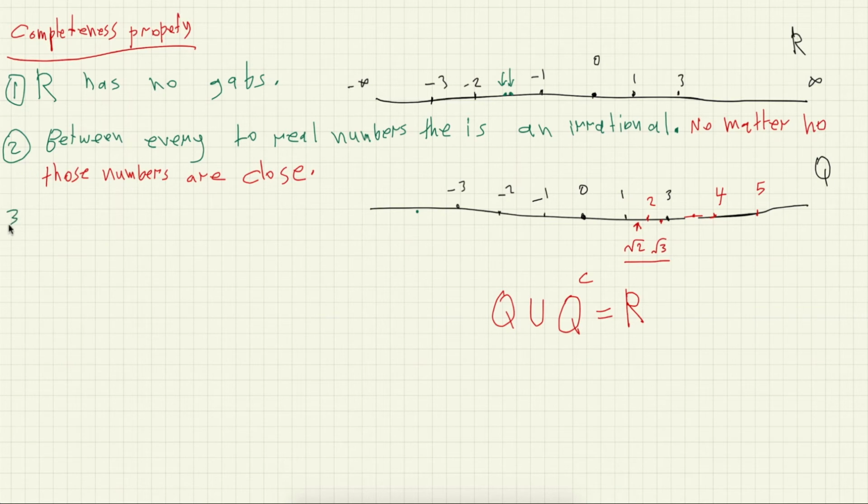So we're going to say this with the same words. Between every two irrational numbers there is a rational.